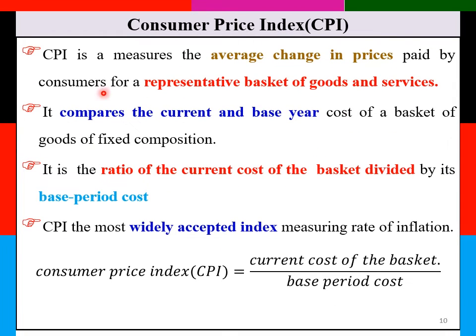Consumer price index. Consumer price index is a measure of the average change in the price paid by the consumer for a representative basket of goods and services. It compares the current and the base year cost of a basket of goods of fixed composition. It is the ratio of the current cost of the basket divided by the base year cost. Mathematically, you can express it like this: consumer price index is the current cost of the basket over the base year or base period cost.